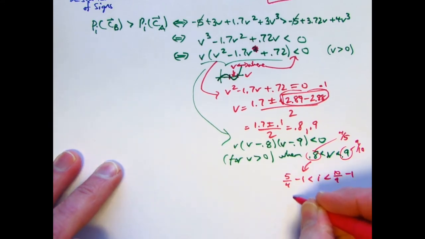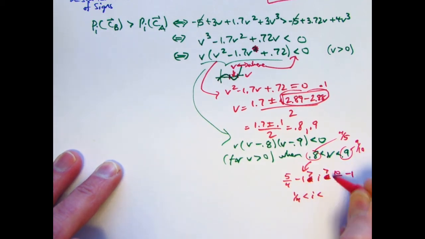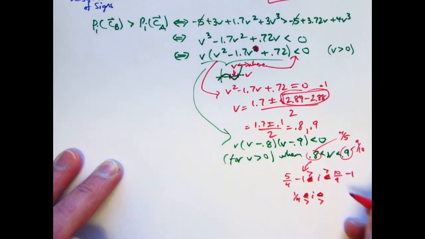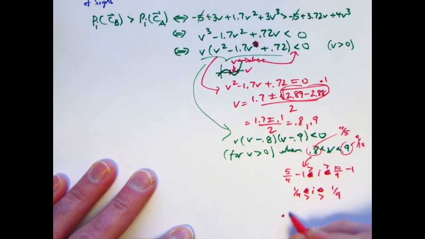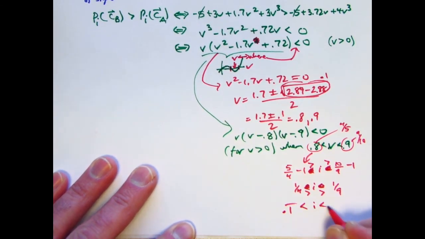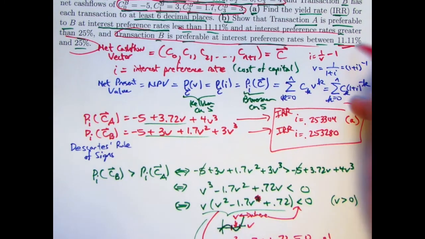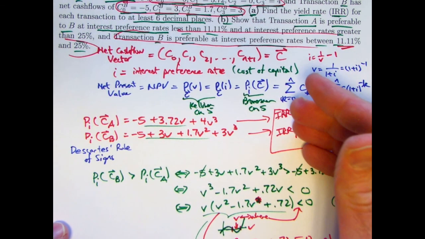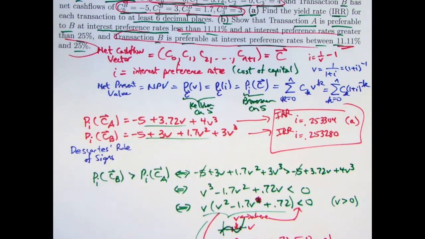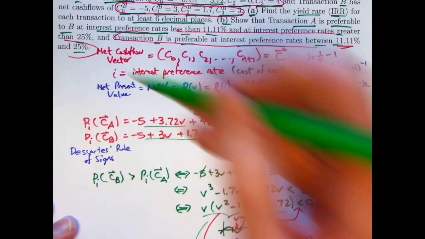So I has to be between 1/4 and, oops, the direction of the inequality has to switch around too. Sorry. Mistakes. And 1/9. In other words, between 0.1 repeating and 0.25, just like was set up here in approximate form, 11.11% and 25%. Okay? And on the flip side, A is going to be preferable to B when I is less than 0.111 repeating or bigger than 0.25.